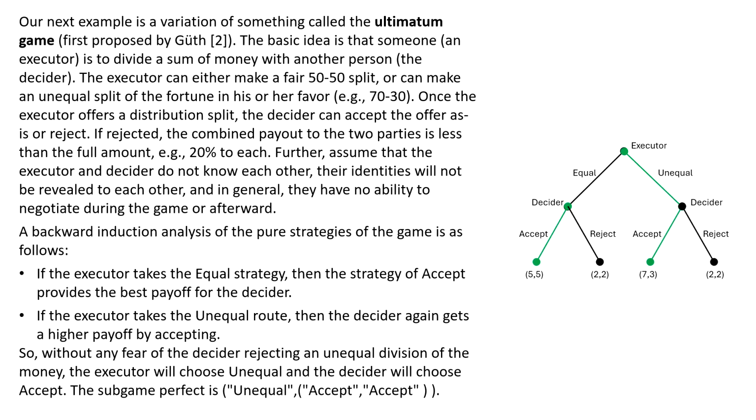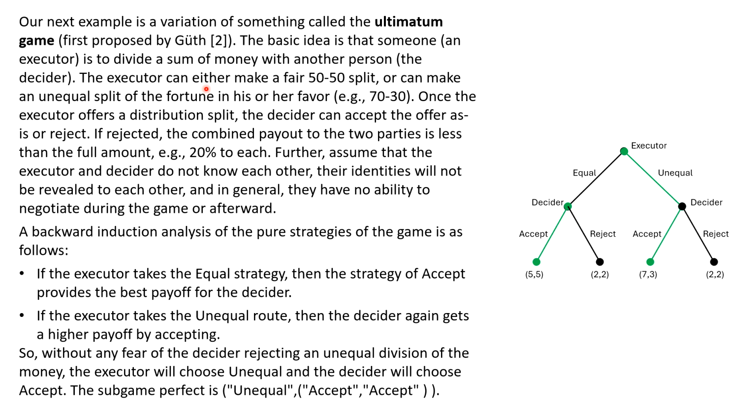Our next example is a variation of something called the ultimatum game, first proposed by Guth. I'll give you the reference to that in the information to this video. The basic idea is that someone, an executor, so we're talking about a will, is to divide a sum of money with another person, the decider, that's the person here.